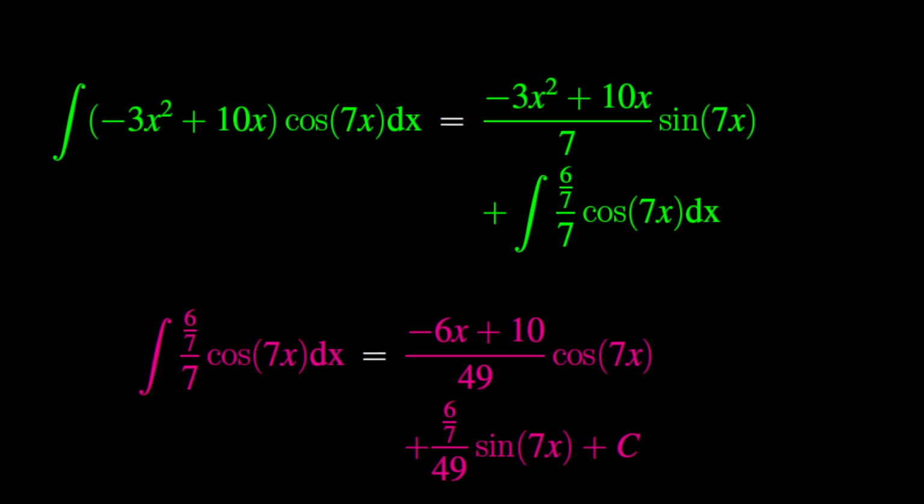From the second integration by parts, we obtain the following result. The integral of 6 over 7 times cosine of 7x dx is equal to minus 6x plus 10 over 49 times cosine of 7x, plus 6 over 49 times sine of 7x plus a constant of integration c.